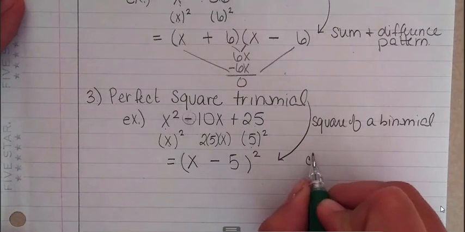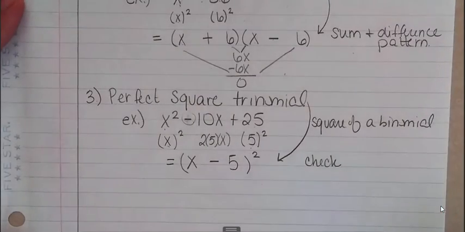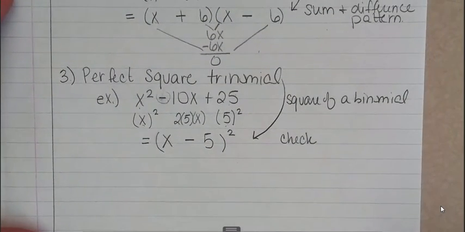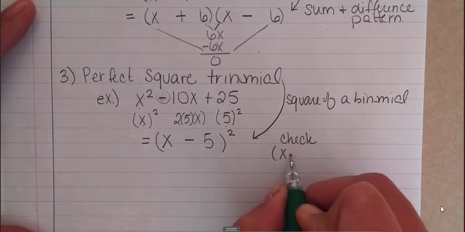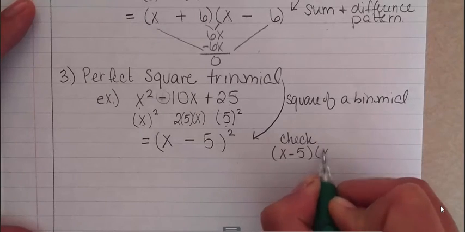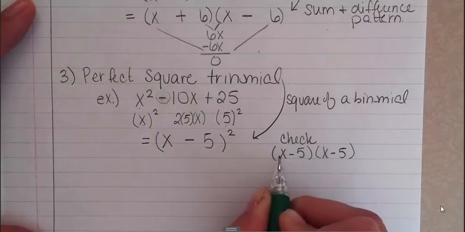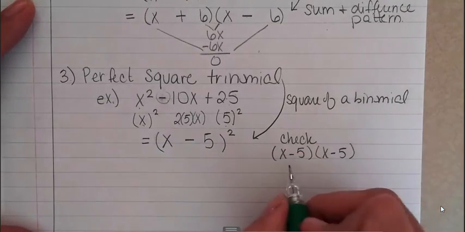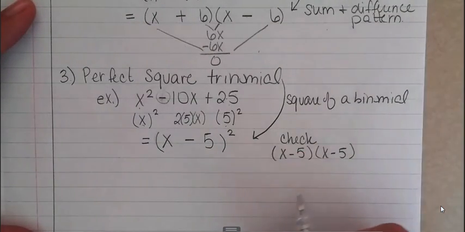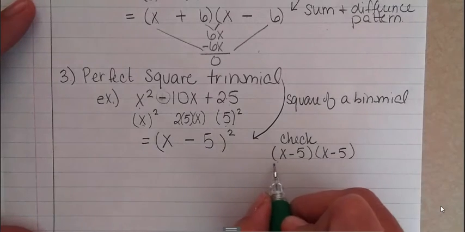I'm just going to go over here. I'm going to check it. You can do this every single time, and if you're not doing this, it's silly of you, especially on a test or a quiz, because you can make sure that you actually get this right. So if I take x minus 5 and multiply it by x minus 5, the question is, do I get what I originally started with, this trinomial right here? Let's see. So I'll just use the FOIL method or double distributing or whatever you want to call it.